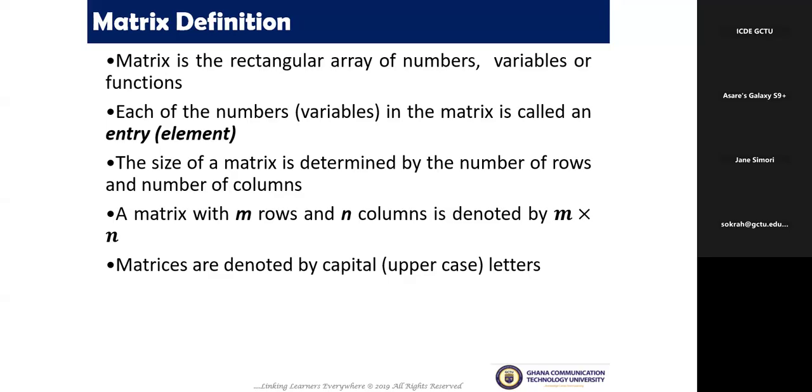A row is a horizontal line of numbers, goes from left to right. A column is a vertical line of numbers, goes from top to bottom. Okay. That's fine. Every answer is correct. Next person.